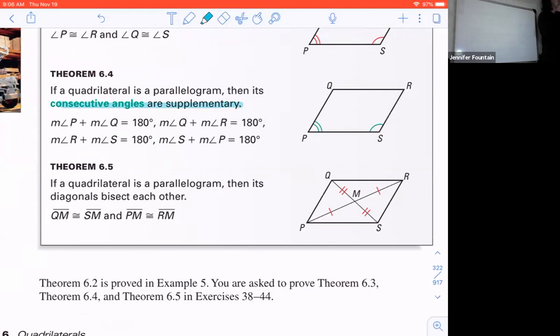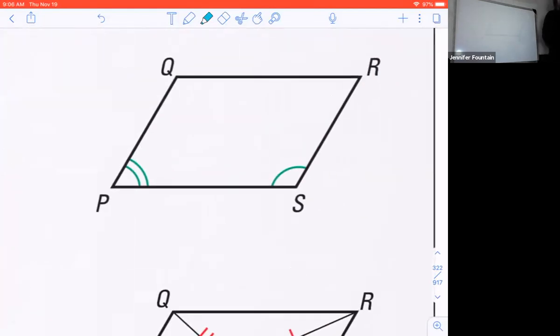Consecutive means side by side. If you look at the example they've given us, P and S are consecutive. What side is also consecutive with P? Q. So P and Q are consecutive, and P and S are consecutive. I can add those two angles, they are supplementary. So what does that mean? They add together to equal 180. Supplementary angles equal 180, okay?